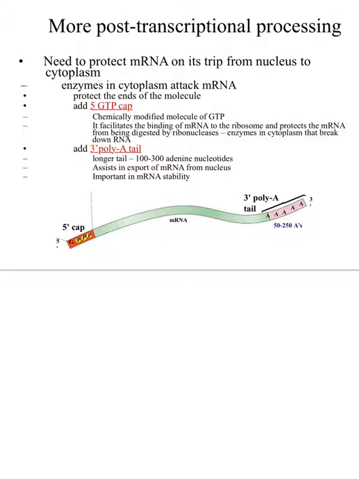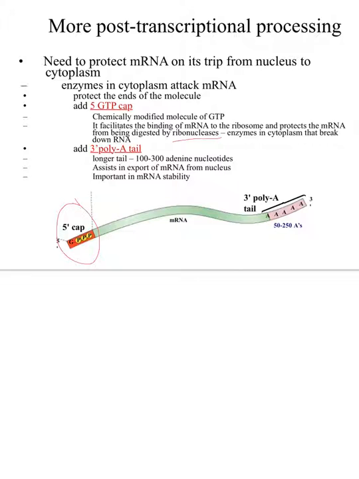So basically, we're going to add this cap here, the GTP cap. It's a chemically modified molecule of GTP, which is similar to ATP, and it's going to help the binding of the mRNA to the ribosome later, and it's going to protect the mRNA from being digested by these enzymes in the cytoplasm called ribonucleases that will break it down if that cap is not there.